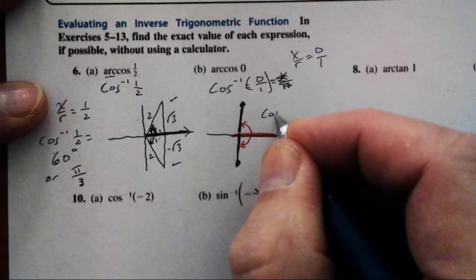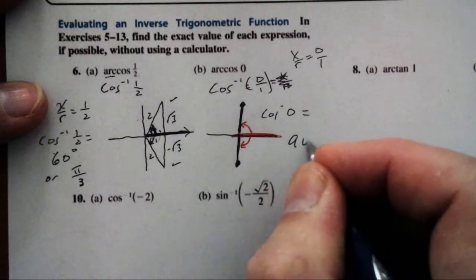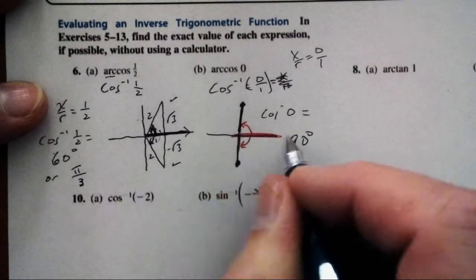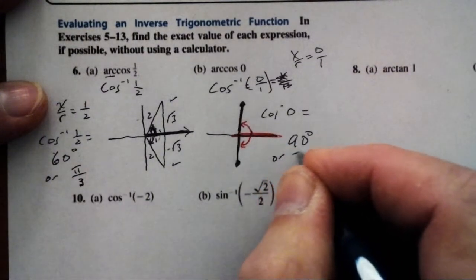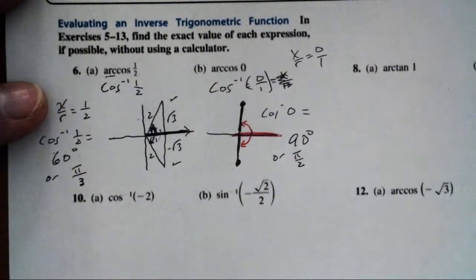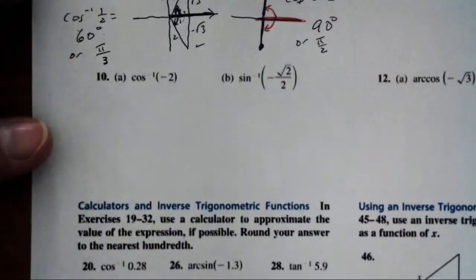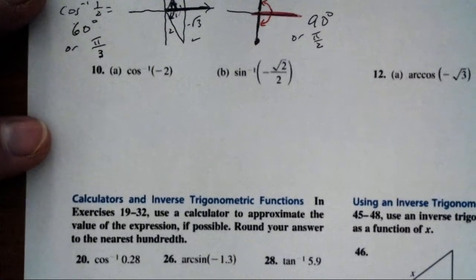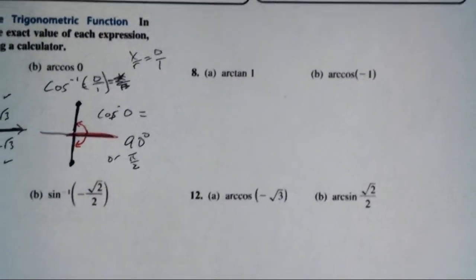So cosine inverse of 0 equals 90 degrees. It's a tie, so we go with the positive 90 degrees or pi on 2. Cosine. And you see we're specializing in cosine right now. Probably shouldn't have had that many in a row that were just like that. I guess let's go over to number 8.